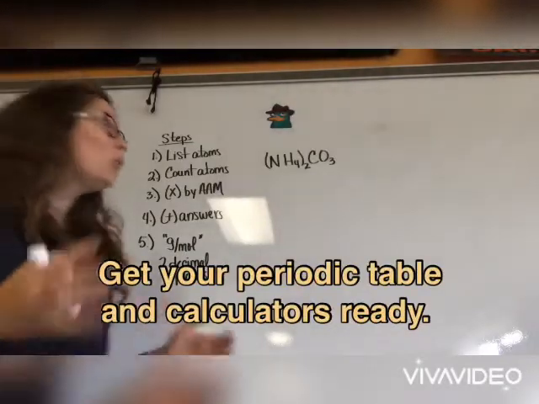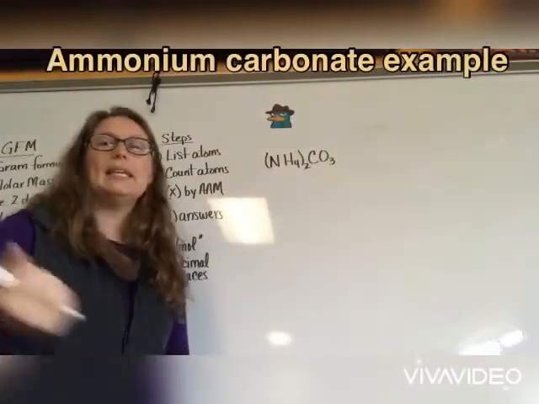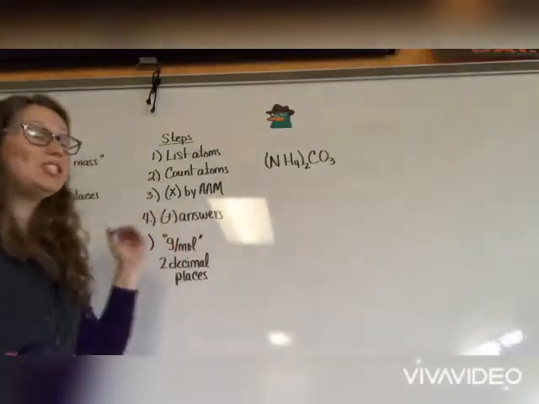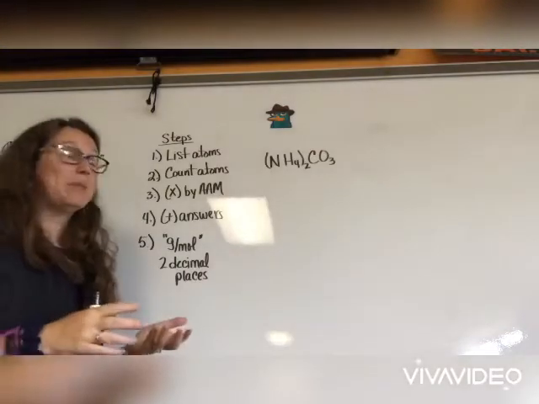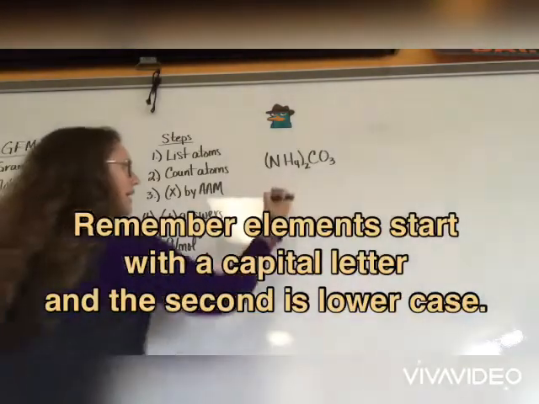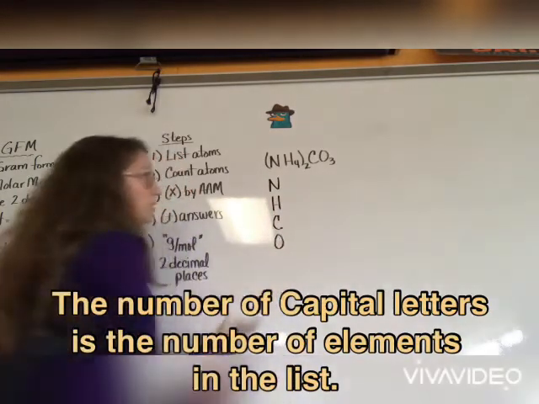All right, now I want to go through an example for you dealing with this ammonium carbonate, and I want to show you how to find the GFM using these steps. So the first step is to list the elements. In the compound, we have nitrogen, hydrogen, carbon, and oxygen.